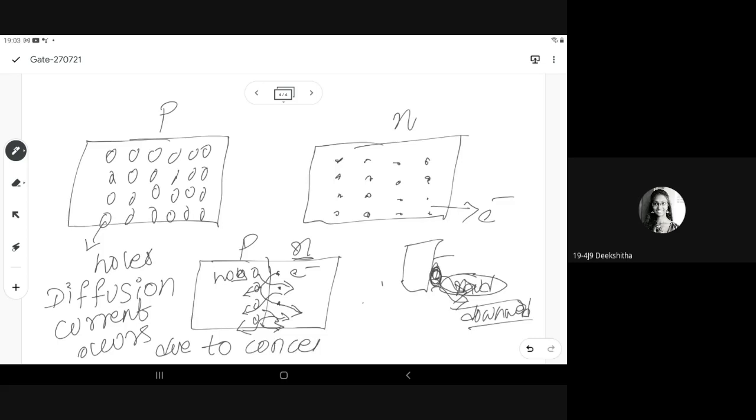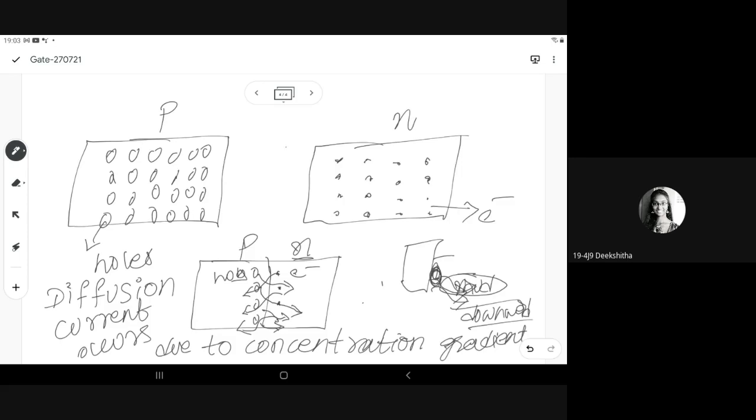Very important point. In IES exams, and in the last 10 years of GATE exams also, they are asking this. The diffusion current occurs due to: option A, concentration gradient; option B, electric field; option C, temperature; like that they are going to give different options. Mainly, the diffusion current occurs due to concentration gradient, and with respect to distance x, the number of holes is going to be different.